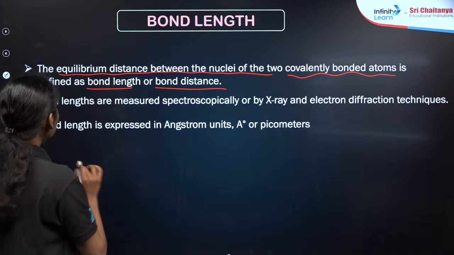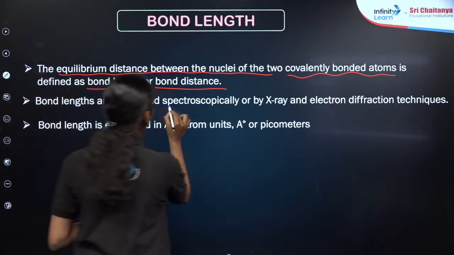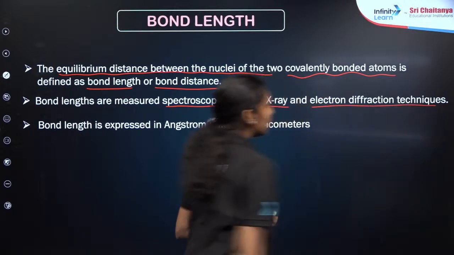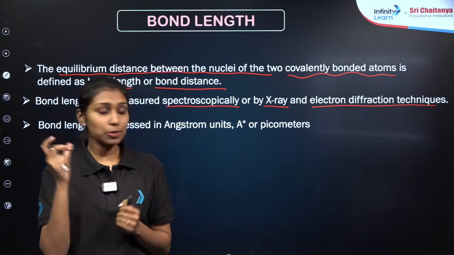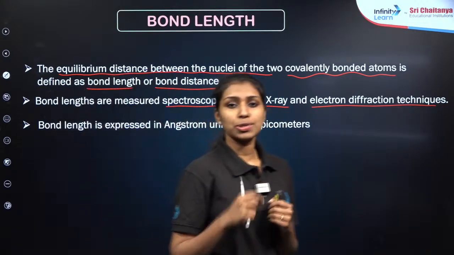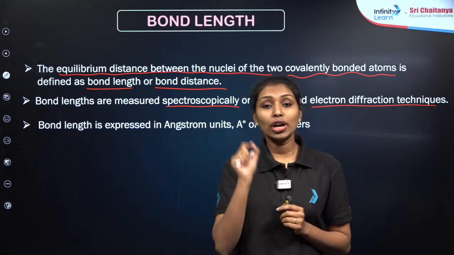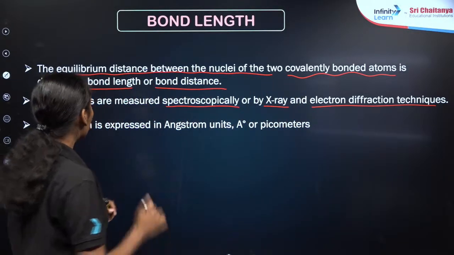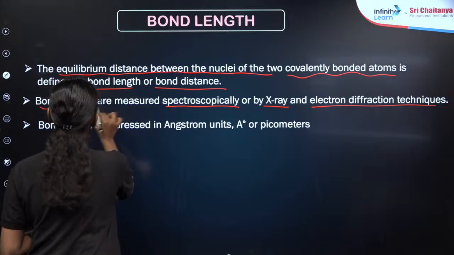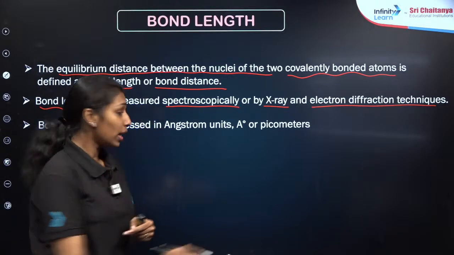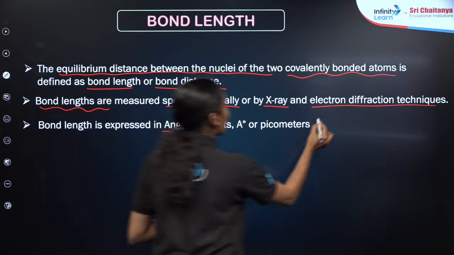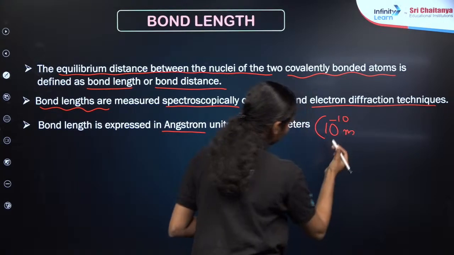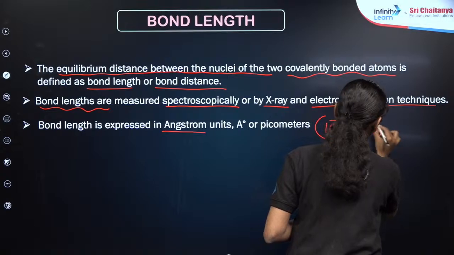Now, the bond lengths are measured in spectroscopy or X-ray or electron diffraction method. As you already know, the atom is very small, right? We cannot measure the distance by using any scale or any other parameters. Only the spectroscopy method or the electron or X-ray diffraction method are used for measuring this bond length, which means that its unit is very small. It's about angstrom or picometer, 10 raised to minus 10 meter or 10 raised to minus 12 meter. Very small amount, right?